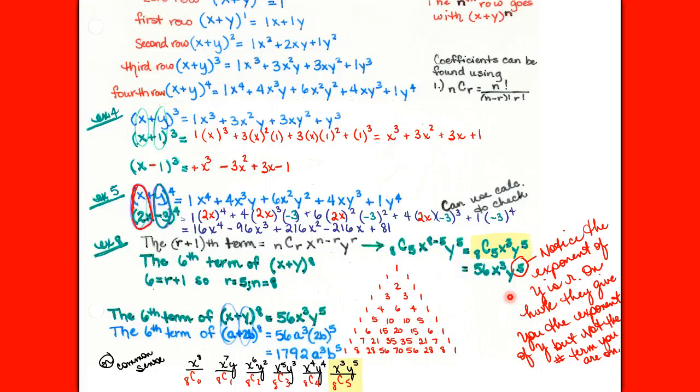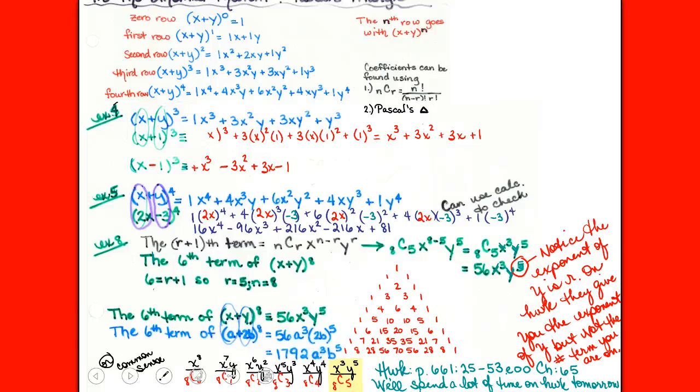Okay? So here is our homework for tonight on the second half of 9.9, the binomial theorem, and Pascal's triangle.